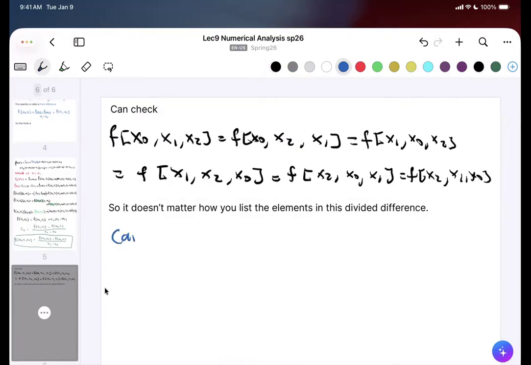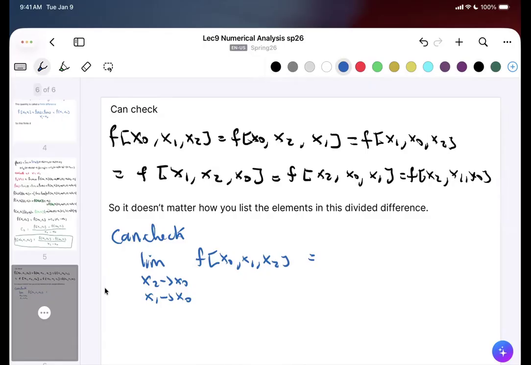You can check the limit as x2 approaches x0 and x1 approaches x0 of this divided difference. It makes sense that it would involve the second derivative, because this is kind of like a difference of differences, and what is a second derivative? It's a derivative of a derivative. So in that sense, it's plausible that this would be related to the second derivative of the function.